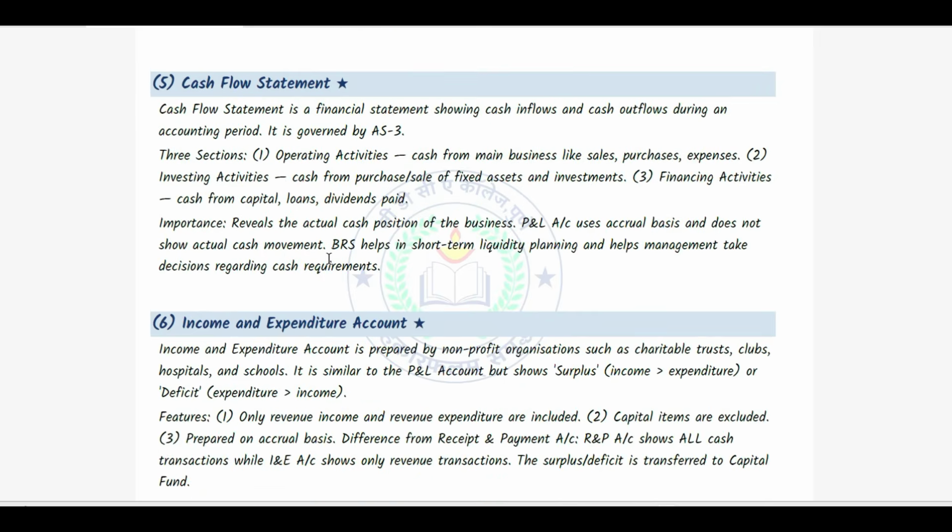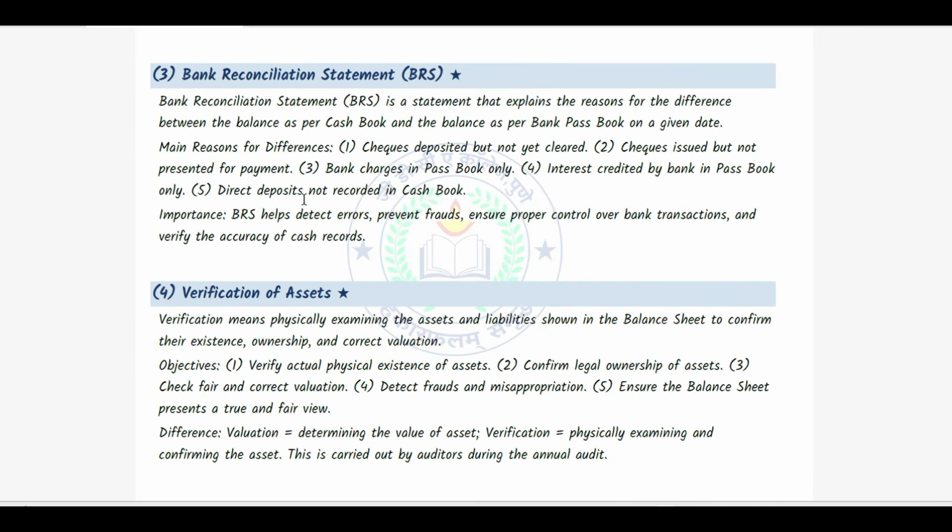Next, third one, bank reconciliation statement. This also is important, actually, because on this also they will ask you a question to solve the bank reconciliation statement, that is BRS. Bank reconciliation statement, that is BRS, is the statement that explains the reasons for the difference between the balance as per cash book and the balance as per passbook on a given date.